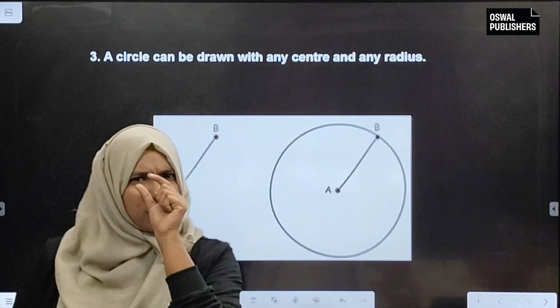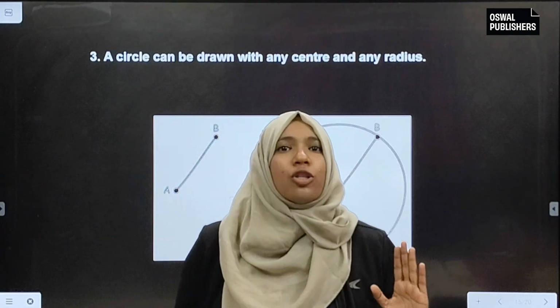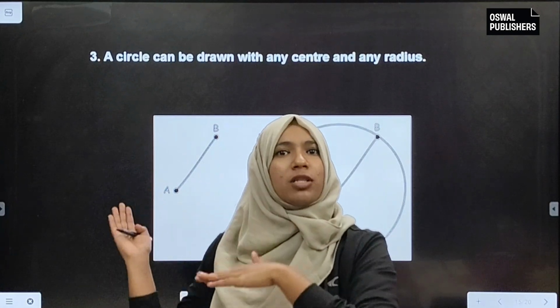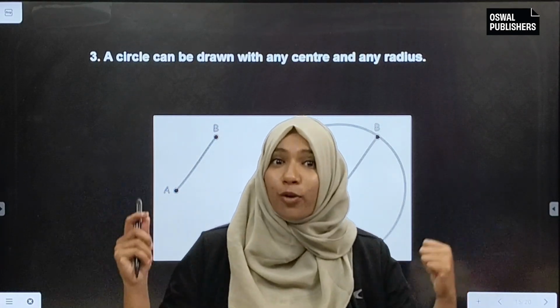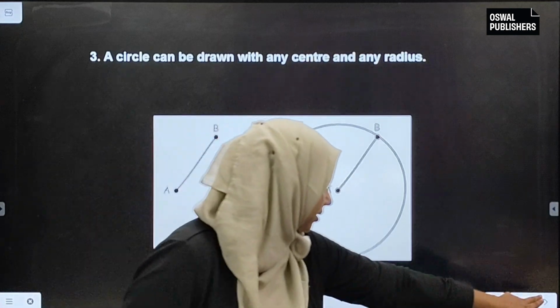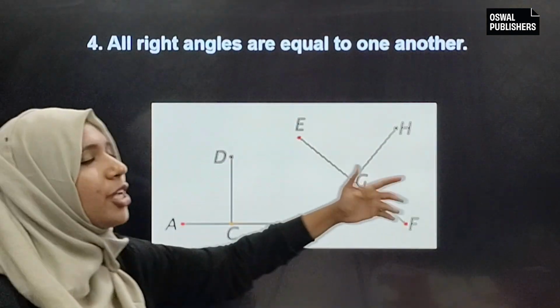The third postulate is very much specific to geometry. So we can say that it's a postulate, and this was introduced by Euclid. So that's why it is known as Euclid's postulate. Okay, so next thing is all right angles are equal to one another.